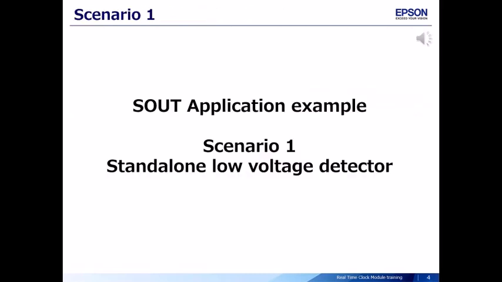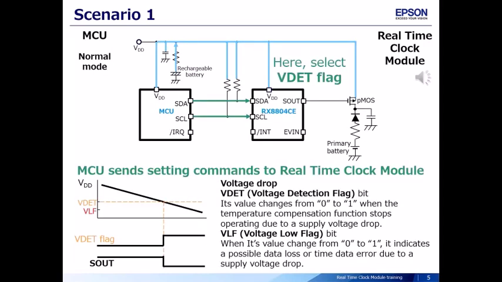I would like to explain application example. Scenario 1. Standalone low voltage detector. MCU sends setting commands to real-time clock module. Here, we select VDET flag.